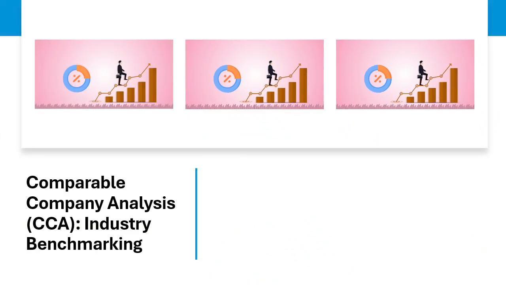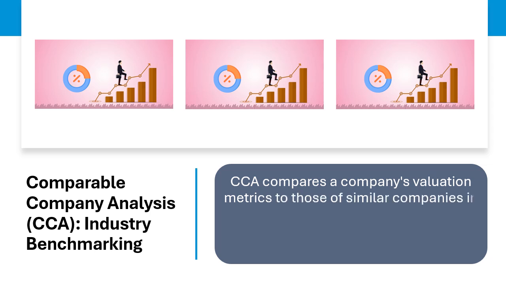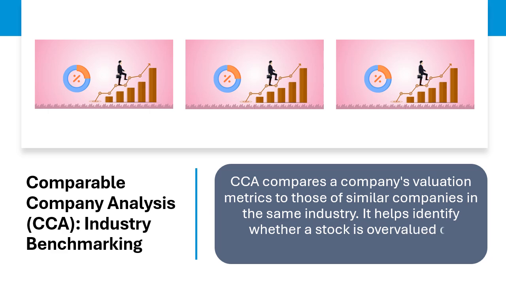Comparable company analysis (CCA), industry benchmarking. CCA compares a company's valuation metrics to those of similar companies in the same industry. It helps identify whether a stock is overvalued or undervalued relative to its peers.